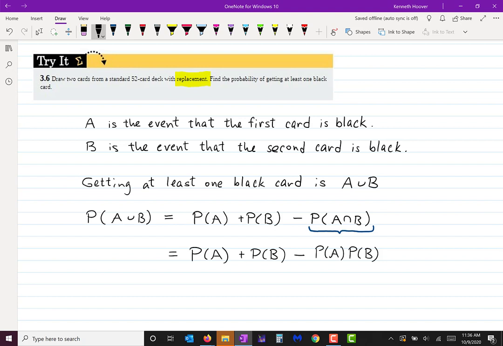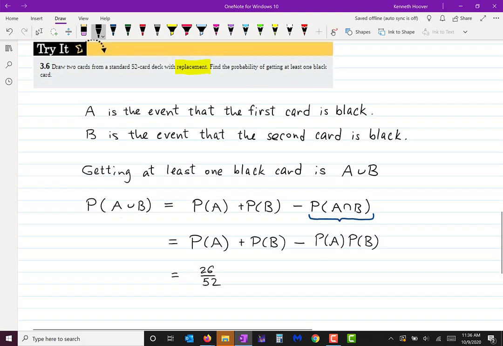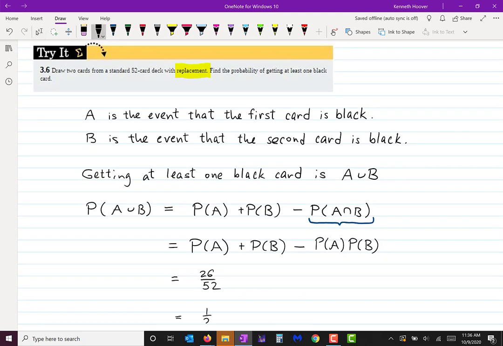What's the probability of A? What is the probability that the first card you draw is black? Well, there's 26 black cards out of 52 total cards. And so the probability of drawing a black card is 26 out of 52, which is a half. Okay, the probability that the second card is black will be also one half, because there's 26 black cards out of 52 total cards, because we're doing it with replacement. So no matter what I drew the first time, there will still be 26 black cards for the second draw.